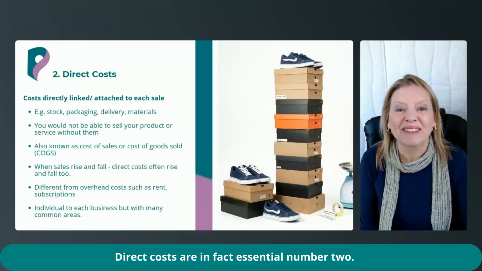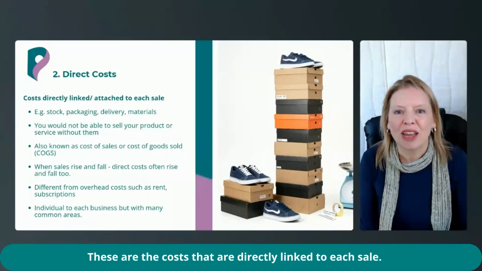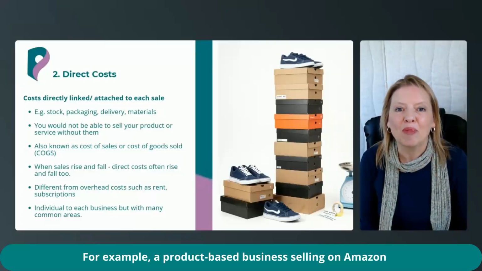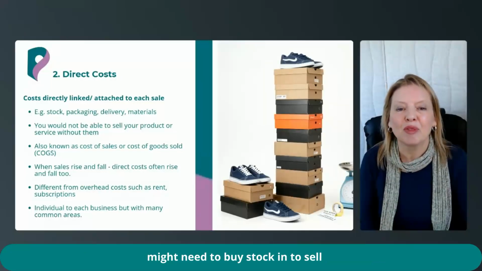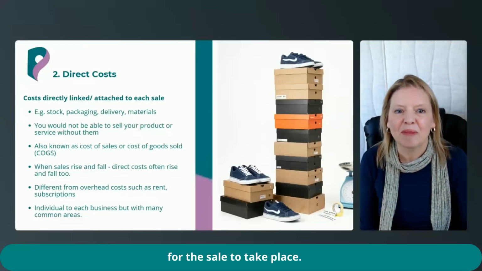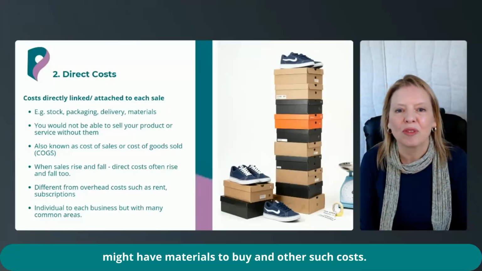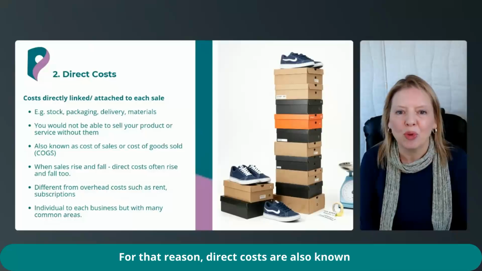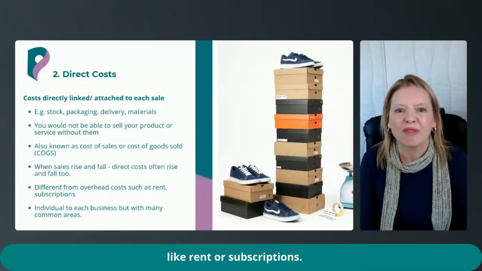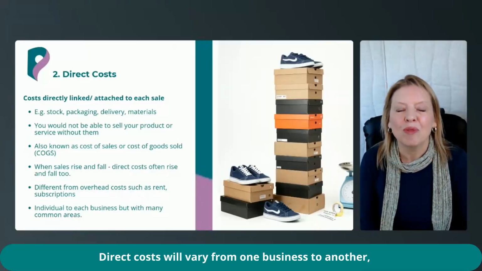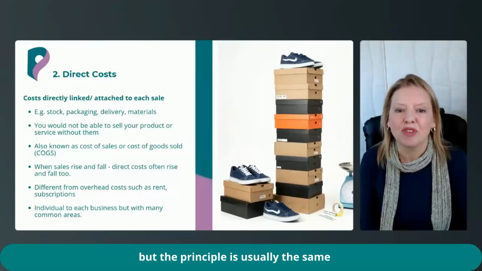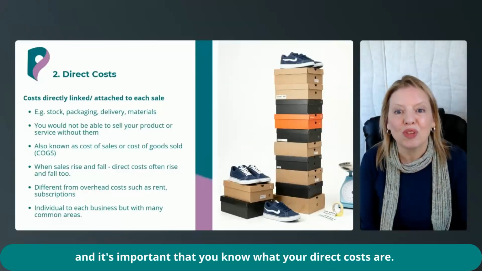Direct costs are in fact essential number 2. These are the costs that are directly linked to each sale. For example, a product-based business selling on Amazon might need to buy stock in to sell, pay for packaging and postage, and pay Amazon a commission fee. These are all costs that are necessary for the sale to take place. Similarly, a service-based business might have materials to buy and other such costs. For that reason, direct costs are also known as cost of sales. They're different from indirect costs, which are also known as overheads like rent or subscriptions. Direct costs will vary from one business to another, but the principle is usually the same, and it's important that you know what your direct costs are.